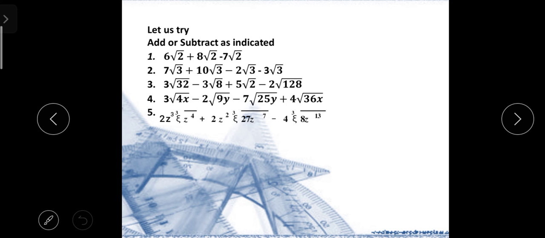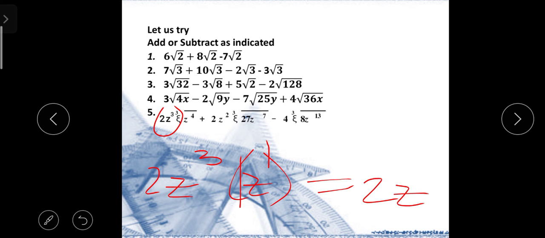Nagkaroon lang tayo doon ng, ito yung original na nasa labas is 2z cube. And then, naglabas tayo ng isang z. Okay? So, itong z natin is automatic, may exponent na 1. At meron siyang invisible na coefficient na 1. So, parang 2 times 1 is 2 and then add natin yung exponent. So, for the first term, ang nasa labas natin is 2z raised to the 4th power. Nasundan?